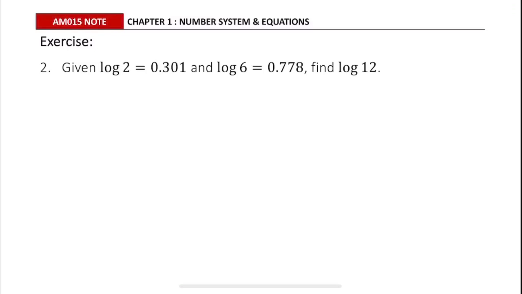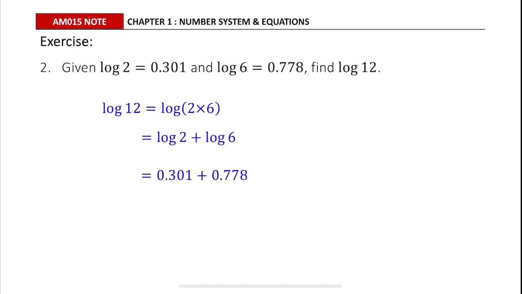Question 2 is, given log 2 equals 0.301 and log 6 equals 0.778, find log 12. We know that 12 is the multiplication of 2 and 6, so we write log 12 as log 2 multiplied by 6. Now, apply the product rule where we can express this as the sum of two logarithms. Then substitute log 2 and log 6 with the given values, then calculate to find the answer.